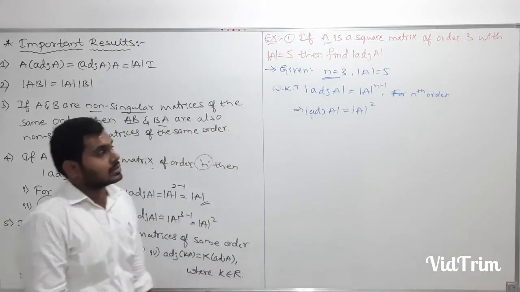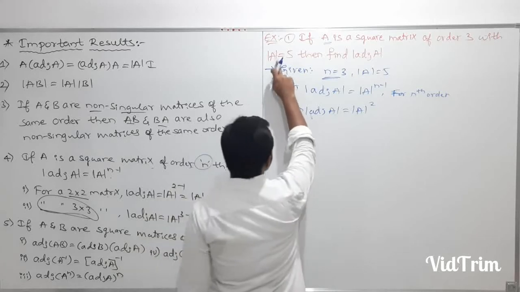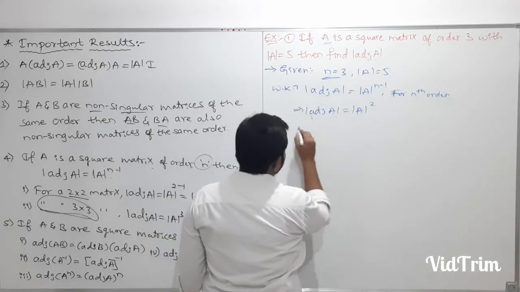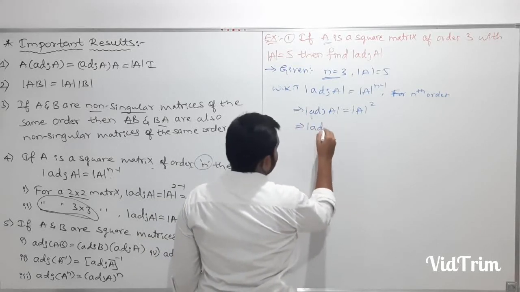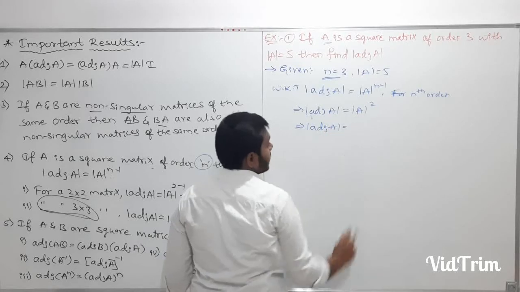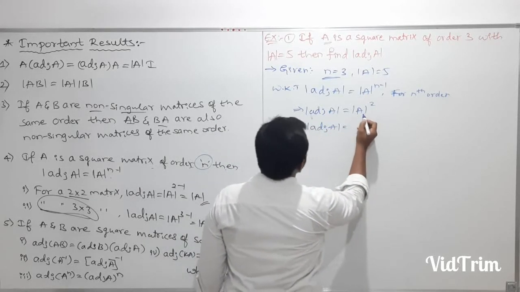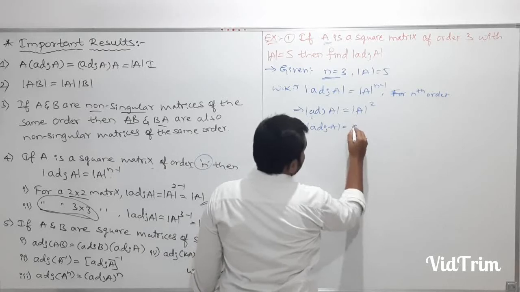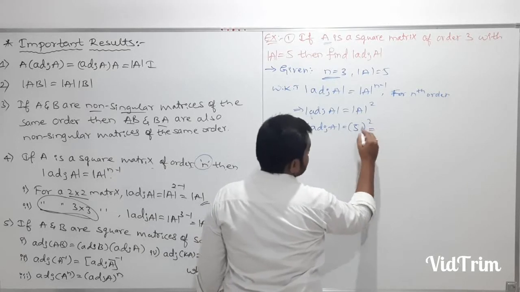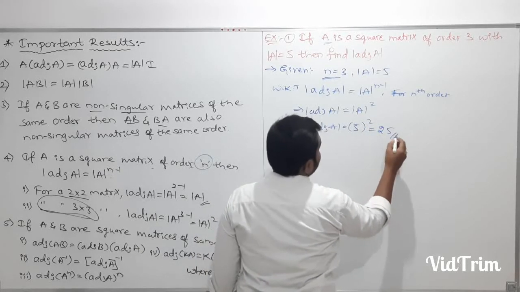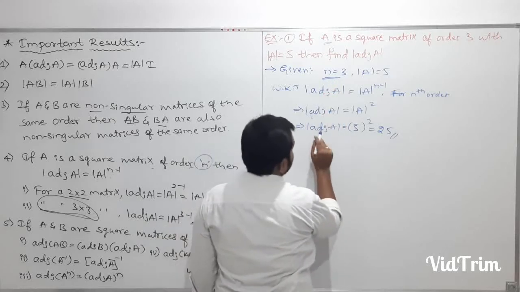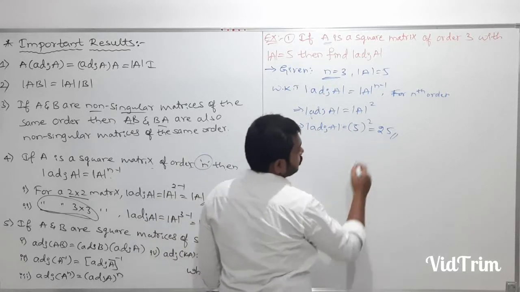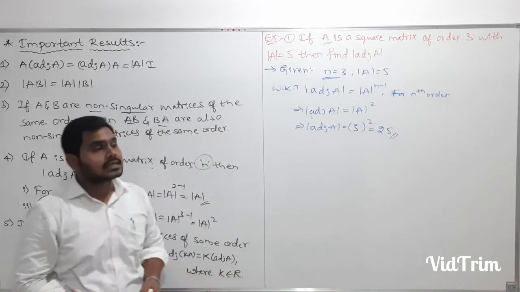Determinant of A whole square. And my students, you already know the determinant of A value. What is the determinant of A? 5. So 5 whole square, and this equals 25. Therefore, determinant of adjoint of A is equals to 25. Like this you should calculate.